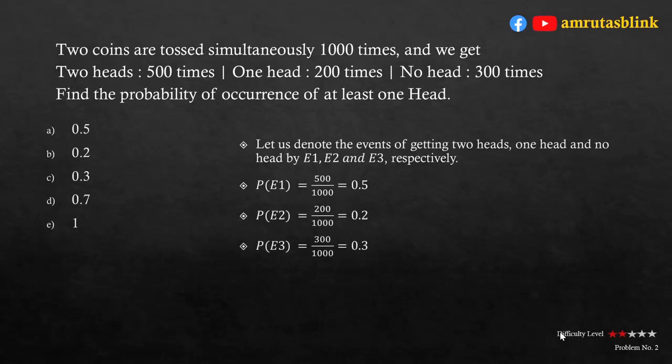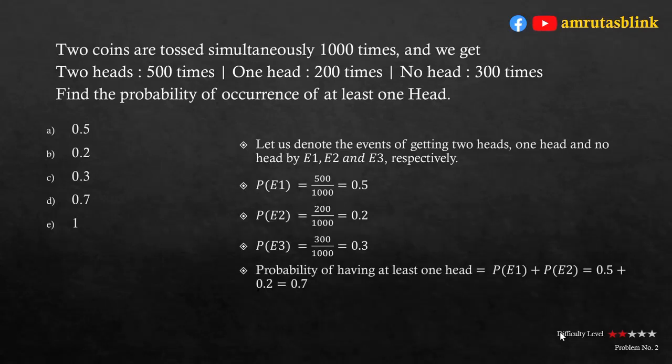Now what we need to calculate is probability of occurrence of at least one head. So we can consider the event where there was one head on either of the coin, or we can also consider the event in which there were head on both the coins. Hence the required probability is equal to probability of getting two heads as well as probability of getting one head, that is probability of E1 plus probability of E2 is equal to 0.5 plus 0.2, that is 0.7. Hence our answer option is 0.7, that is option number D.